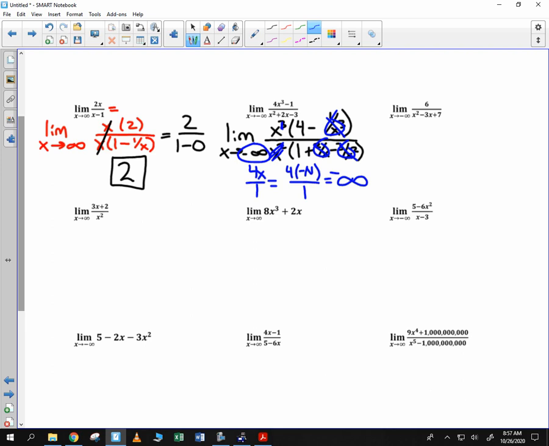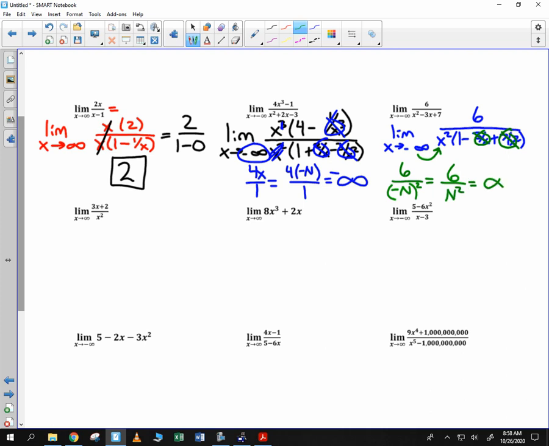The next one, there's nothing to factor out of the top. But if I do factor out an x squared on the bottom, we get 1 minus 3 over x plus 7 over x squared. Again, per our work earlier, remember those go towards 0. As you plug this in, we get 6 over a very large negative number, which is going to take you towards 0.